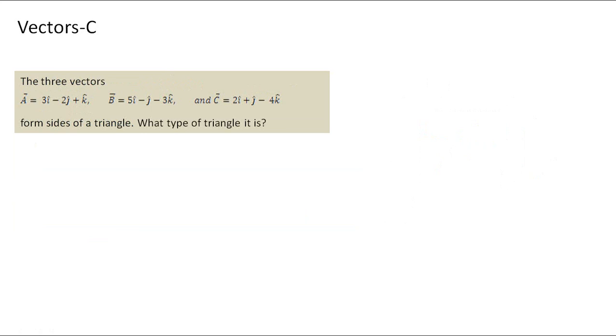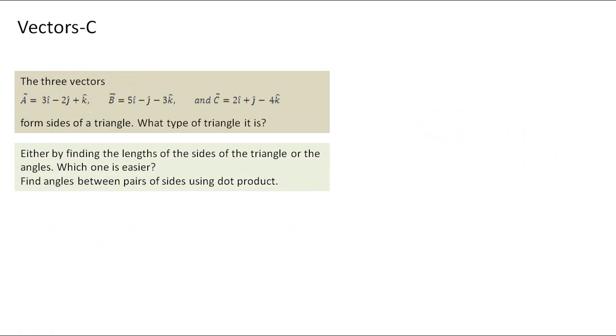Conceptually, how do I solve the question? How should I start thinking? To find which type of triangle it forms, equilateral, right angle, or isosceles, there are 2 ways of finding. Either I need to find the length of the sides, or I need to find the angle. Between the 2 options, finding the angle is easier, and we have already seen how to find the angle between 2 vectors. So it should be fairly straightforward. Finding the angle between a pair of sides using dot product is much easier. That's what we are going to do.